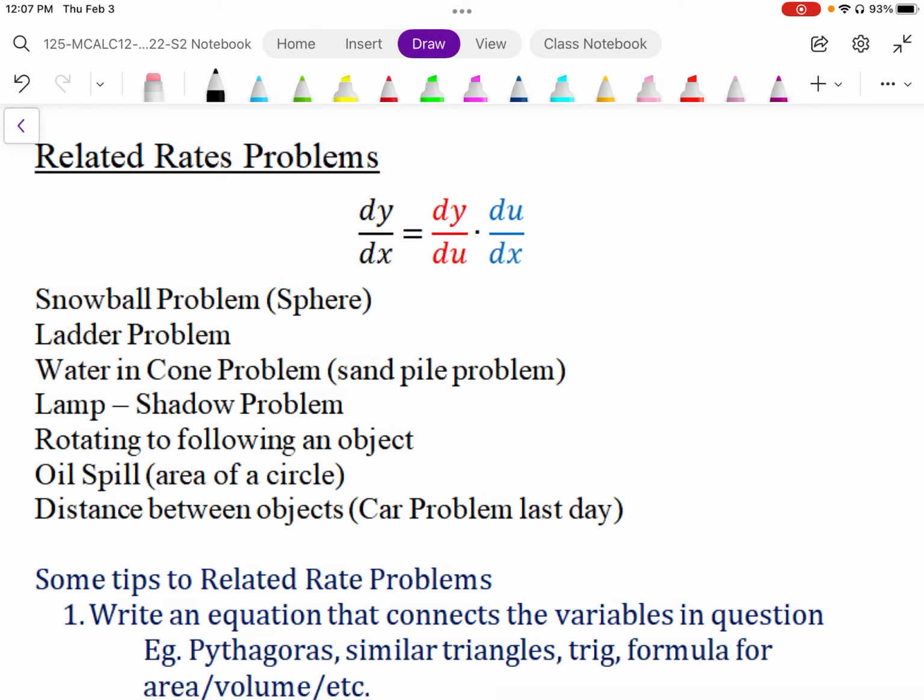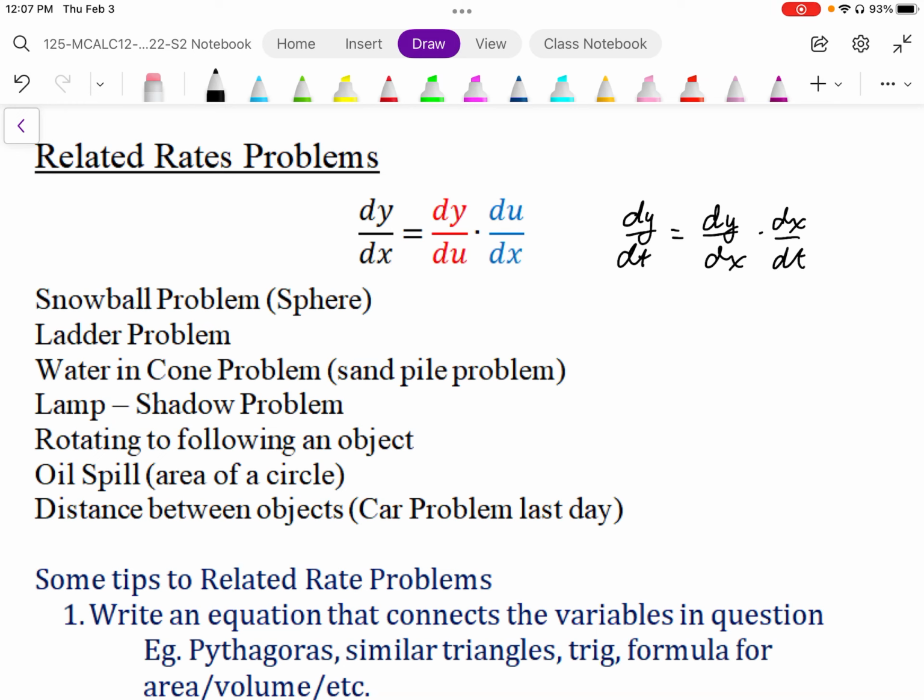So for related rate problems, again, it's related to the chain rule. If I want to find dy by dx, I can find dy by du, then the intermediary, and then do du by dx. Most of these problems end up being a dy by dt, which then we have to do dy by dx, and then we have a dx by dt.